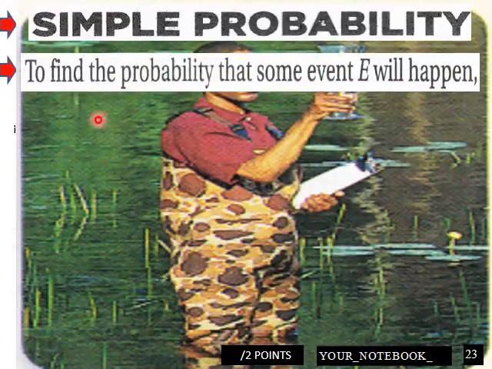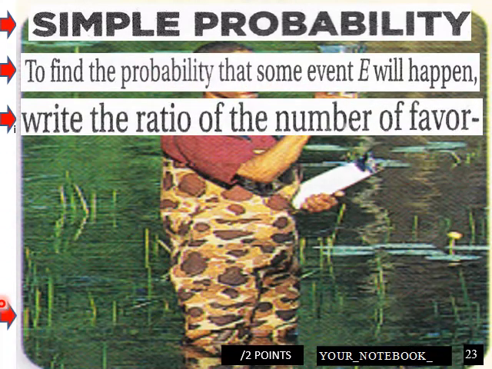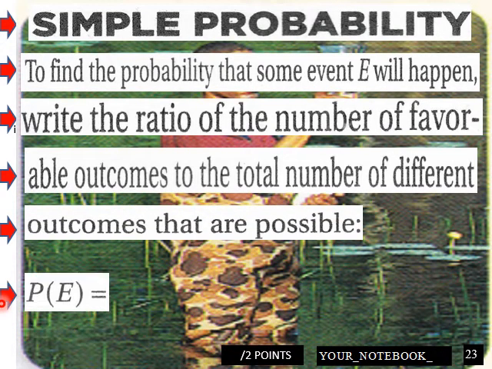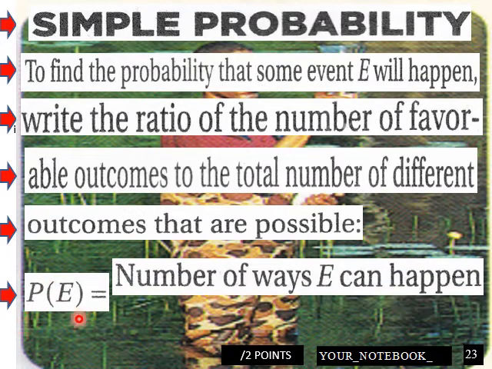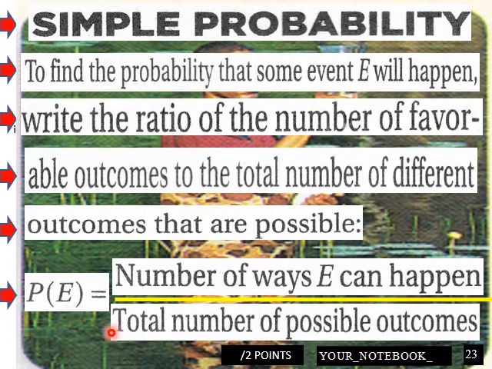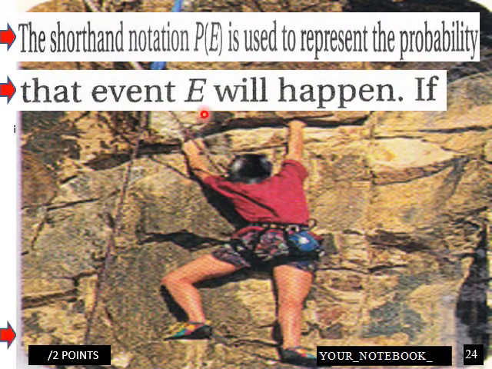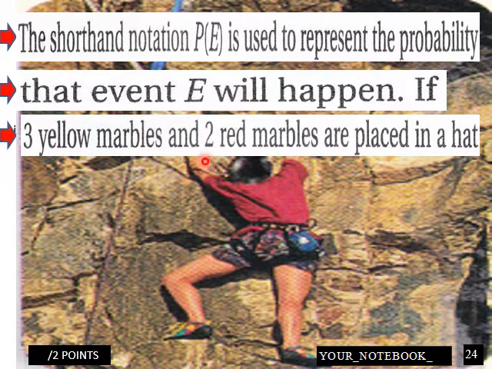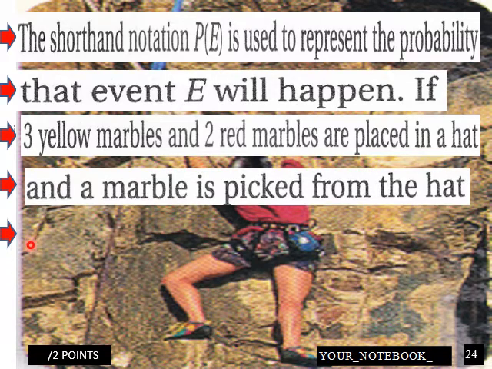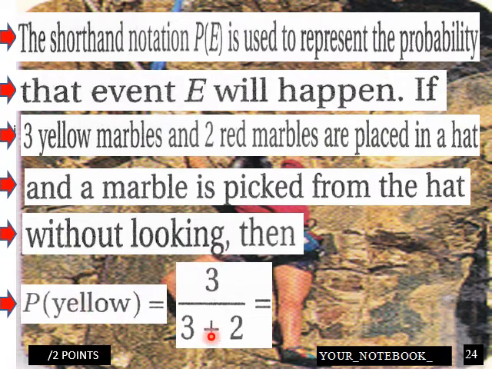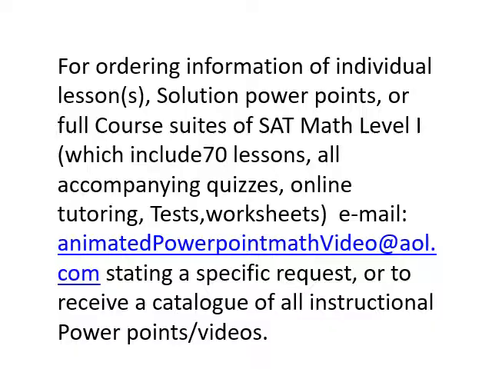For simple probability, to define the probability that an event E will happen, write the ratio of the number of favorable outcomes to the total number of different outcomes that are possible. So the probability of E equals the number of ways that E can happen divided by the total number of possible outcomes. The shorthand notation P(E) is used to represent the probability that event E will happen. If 3 yellow marbles and 2 red marbles are placed in a hat and a marble is picked without looking, then the probability of yellow equals 3 over 3 plus 2, which is 3 over 5.